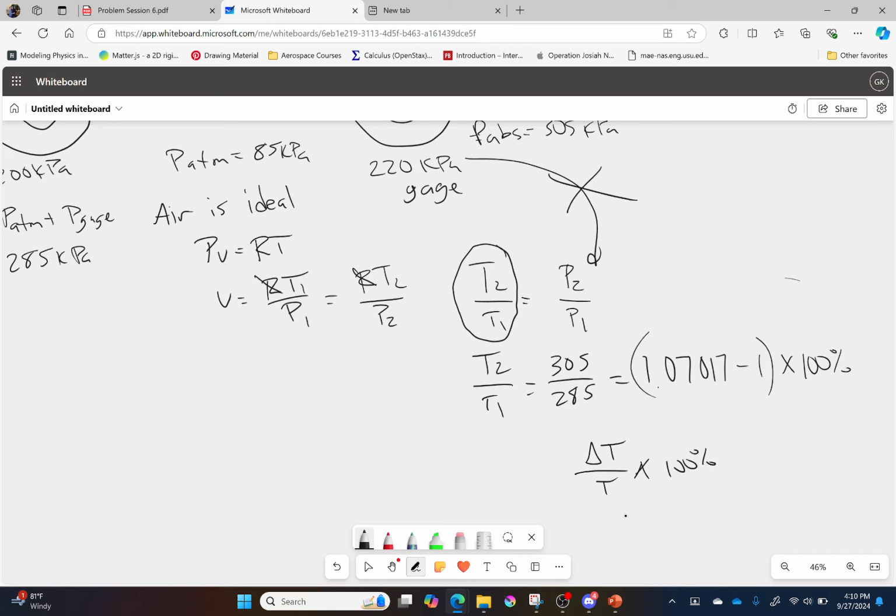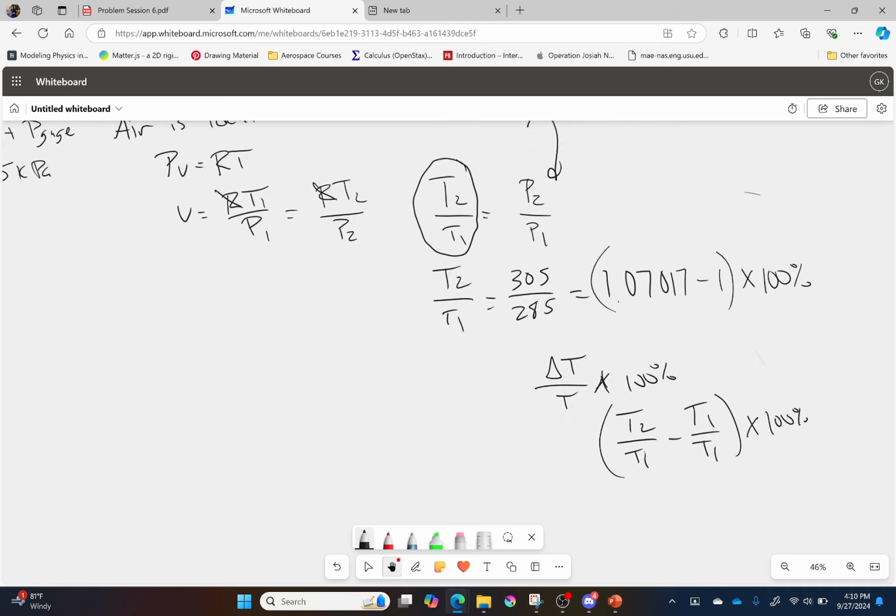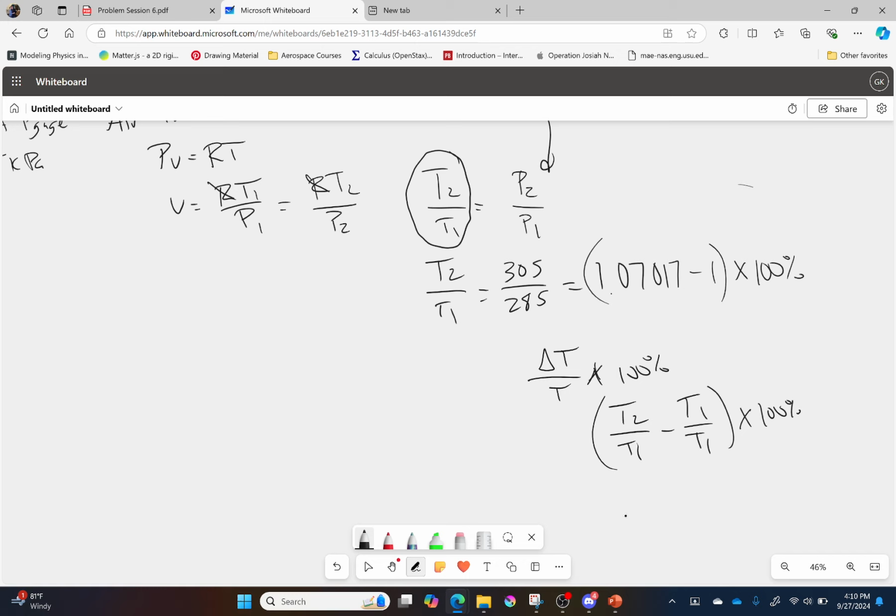And so, how do I make my equation from there? Well, T2 over T1 minus 1, which is the same as T1 over T1, times 100%. And so if I group that together, guess what? They all come out there. Same equation, works out just fine. And so what do I get from this? Let's see. It's going to be equal to 7.017%.